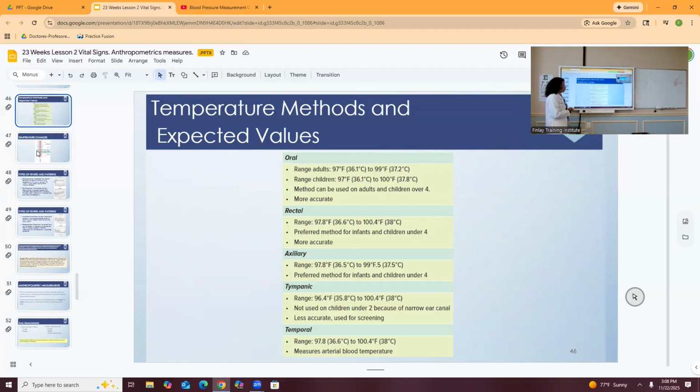The axillary is going to be from 97.8 to 99. Tympanic is going to go from 96.4 to 100.4. You see how it drops in here, right? But it's accurate because it's on the inside of the body and it's not modified by any environmental situation. And then in the temporal or the frontal, we go from 97.8 to 100.4. That's what we are using as reference for normality, because now we are mostly using the ones for the front or for the temporal area.